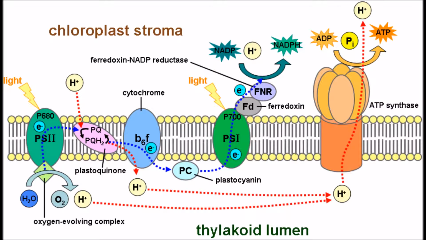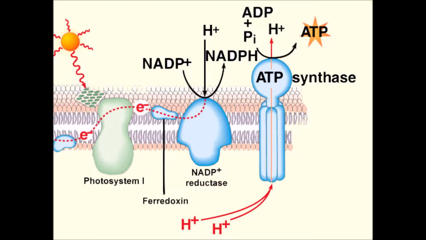There's a water-splitting enzyme that splits water molecules into protons, electrons, and oxygen. This is the most I can tell you about the thylakoid membrane and converting light energy into chemical energy.